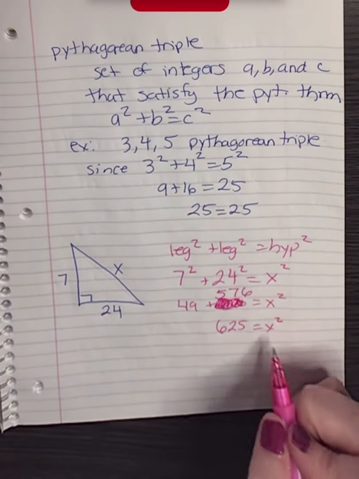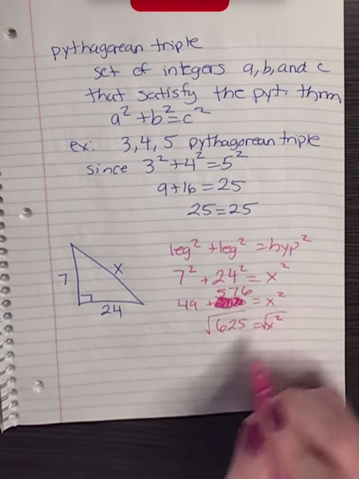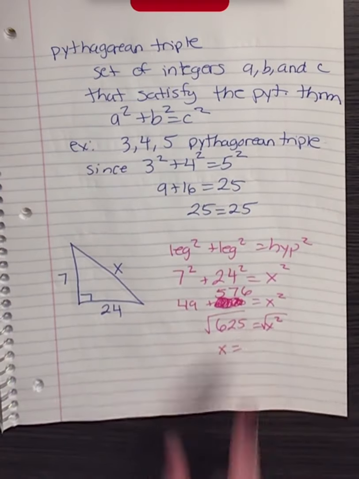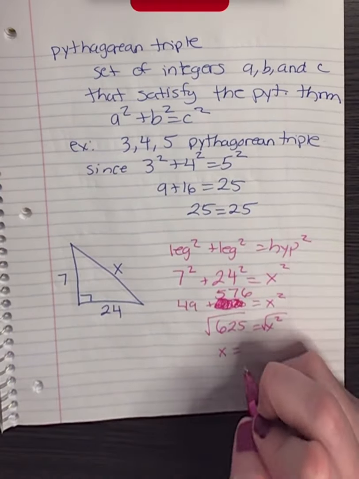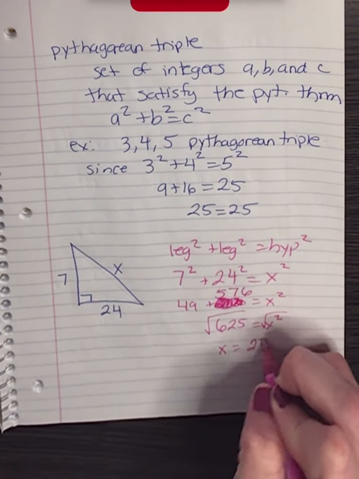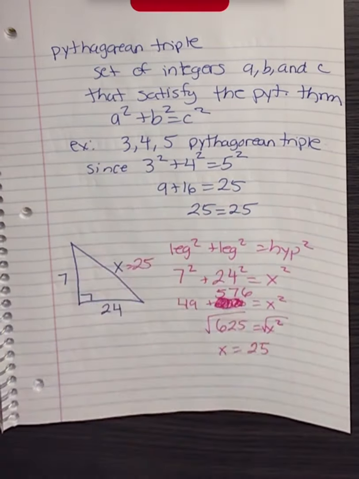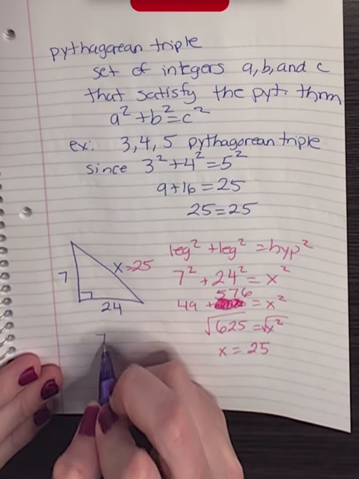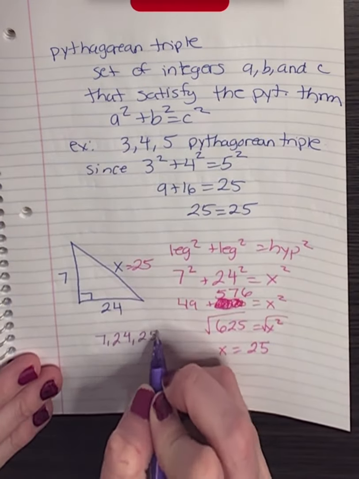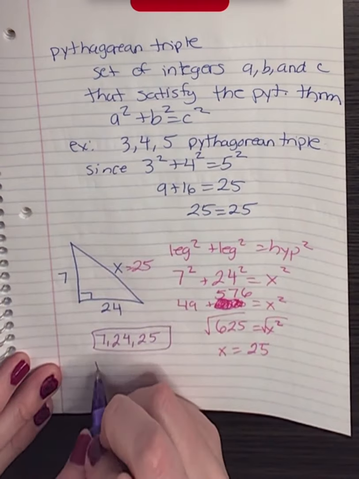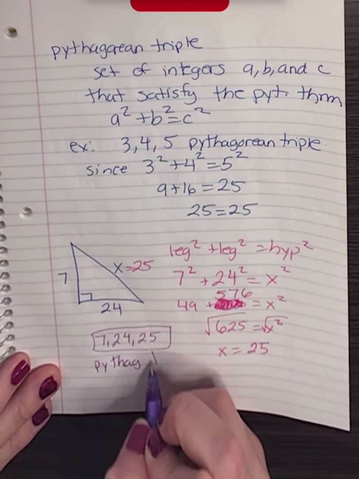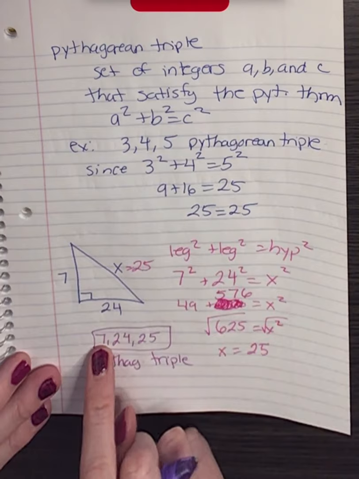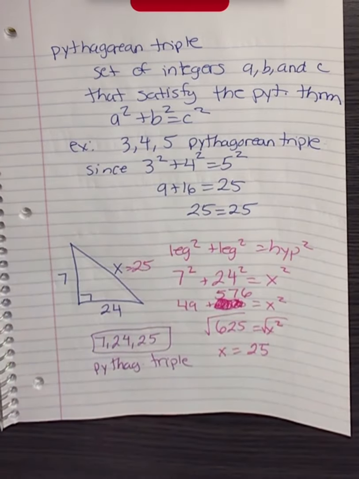And then to get x by itself, you're going to take the square root of that. This is the one time that I'm not going to say x is positive or negative, because x is representing a side length, and length can't be negative. So we get that x is 25. So our three sides are 7, 24, and 25. So this would be a Pythagorean triple, because these are all whole numbers. Okay, and I got them using the Pythagorean theorem to find that missing side length.